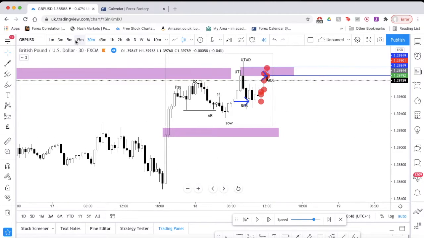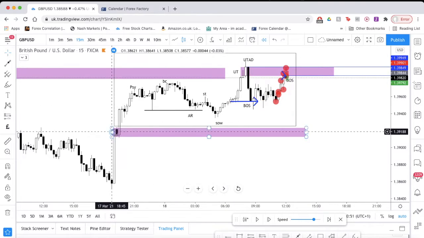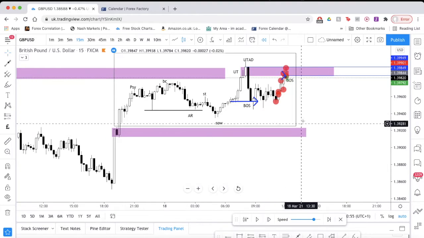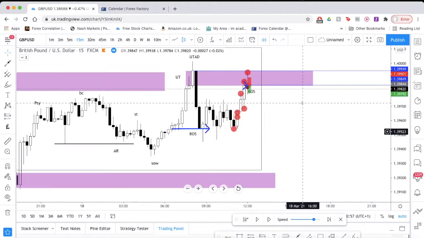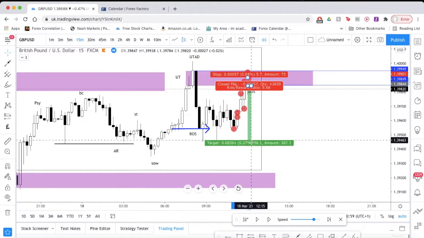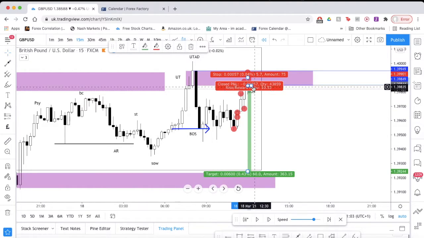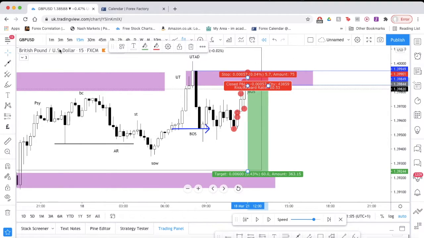for me personally, I had an area of demand over here. So I was expecting price to come down into this candle and then keep on rejecting upwards. So that is where I want to be taking most of my profits. And that was the final TP for me. And as you can see, that was the 1 to 10.5 risk to reward ratio.